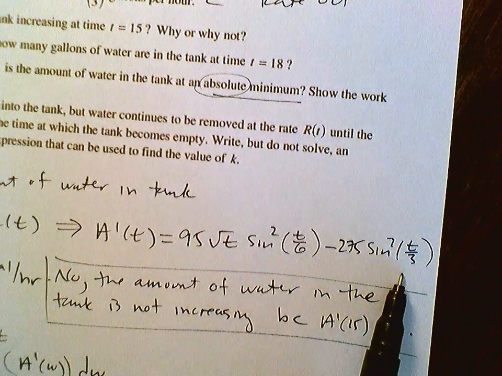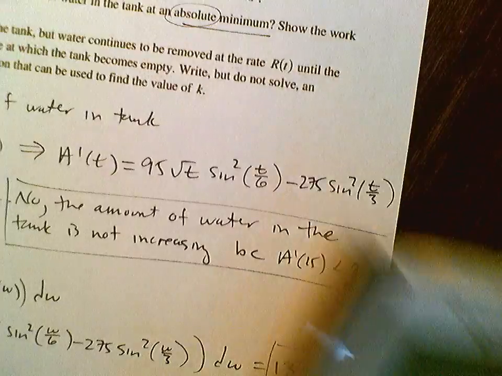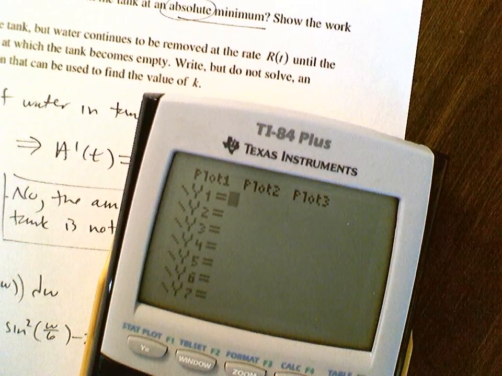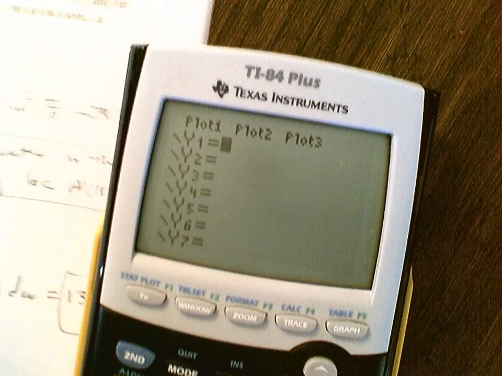It's very complicated. I'm not even going to bother. This is a calculator section. I'm not even going to bother to work with it algebraically. I'm just going to go to my graph, and I'm going to graph the derivative function.